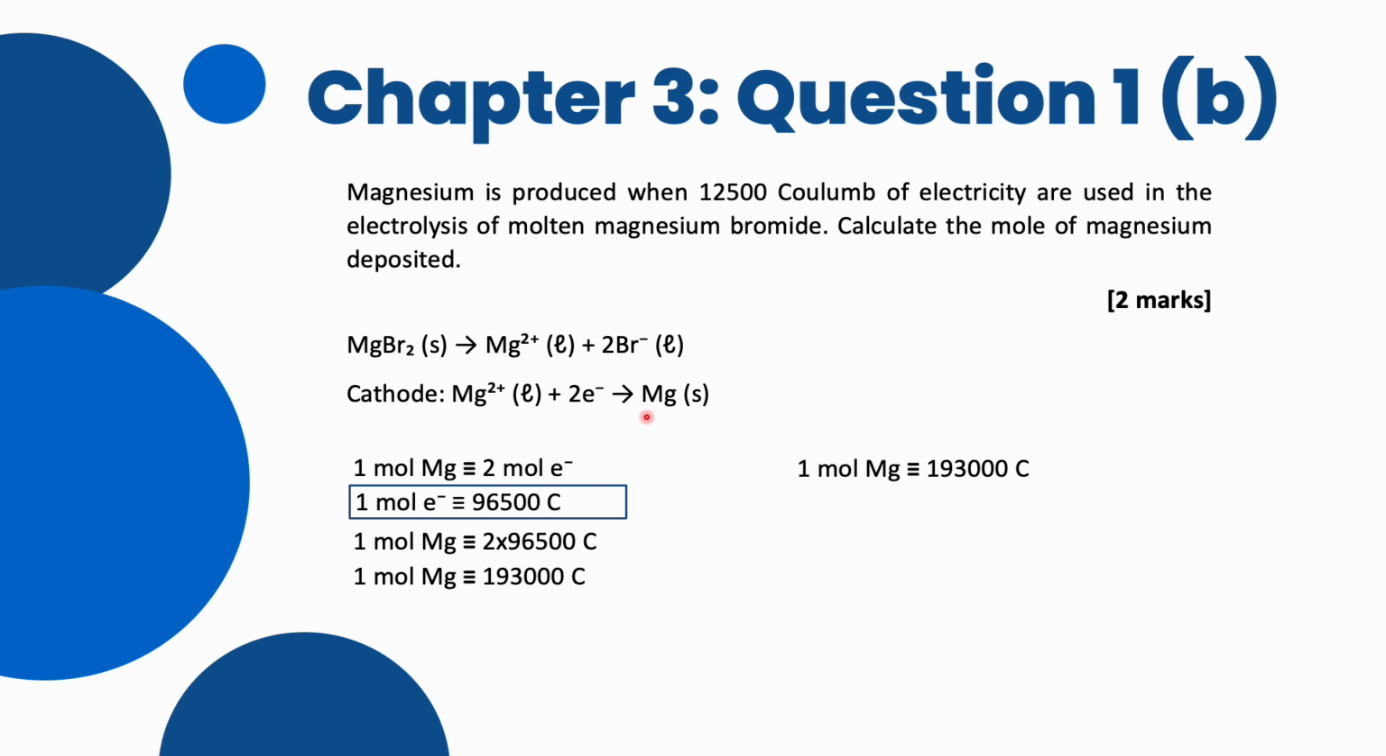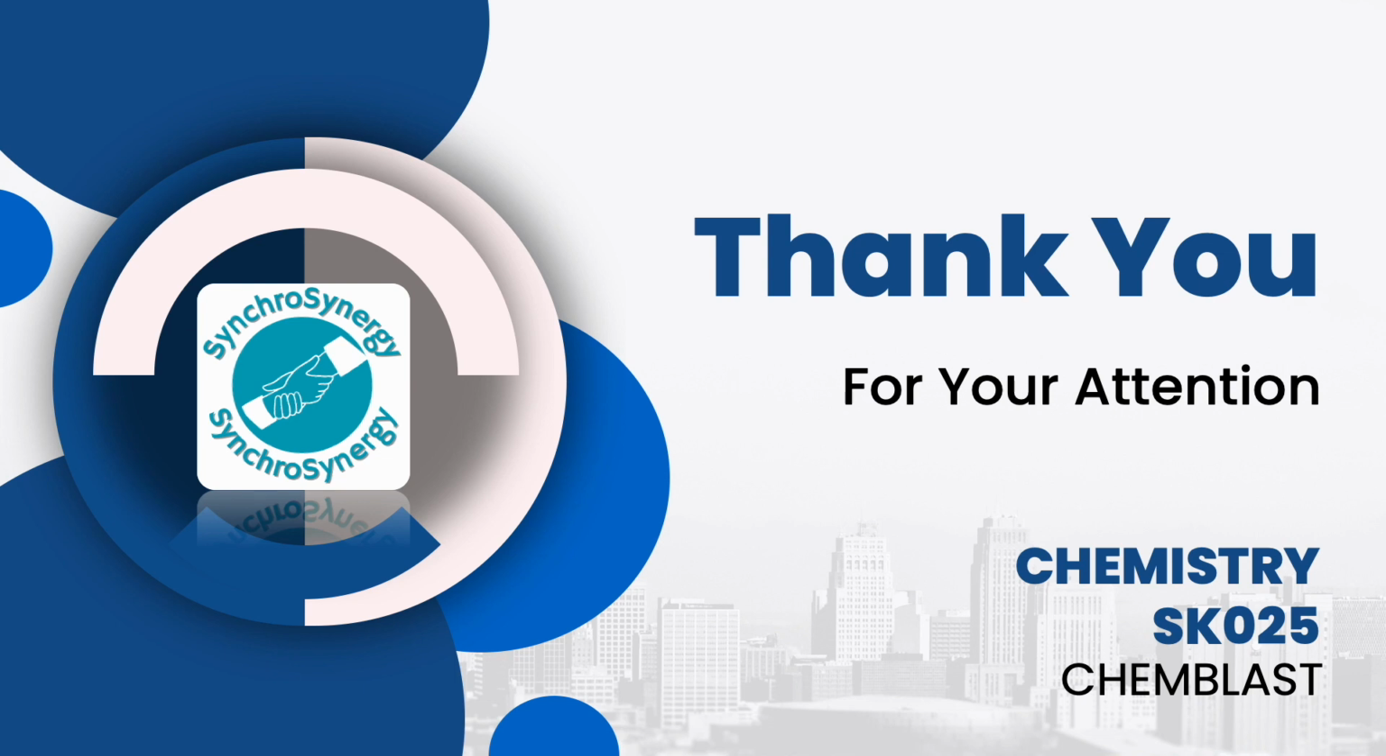Okay, and based on the question itself, we do not know the mole, but we know the coulomb. So now we can find the X, or the mole of magnesium, to be 0.065 mole. Since the question only asks for mole, we can stop here. If the question did ask about mass, then we can find the mass by multiplying by the molar mass. So that is for question 1b. So that is all for the video for chapter 3, question 1.